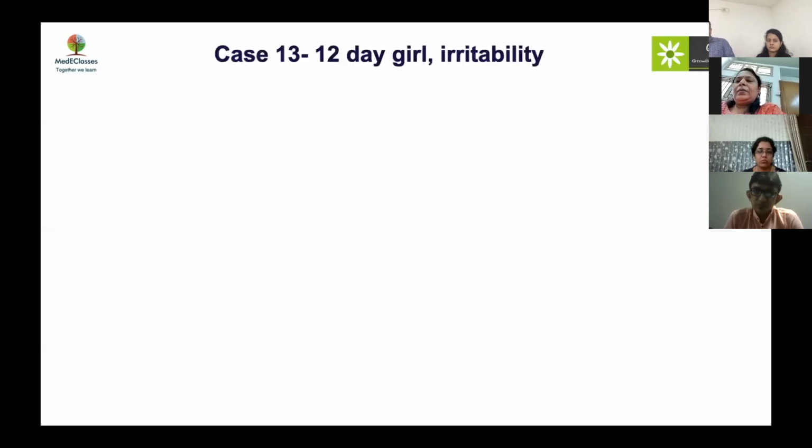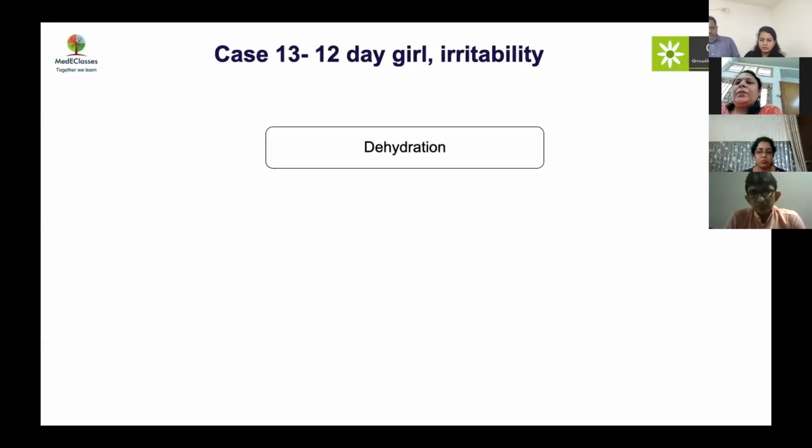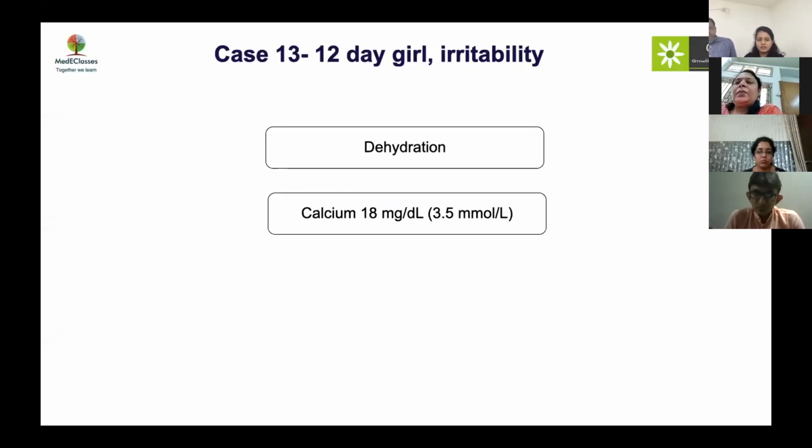Now the next case. This 12-day-old girl presented with irritability, and there was dehydration on examination, and the calcium level was 18. That was very high. So, Sonal ma'am, what is the approach for this 12-day-old girl with hypercalcemia?